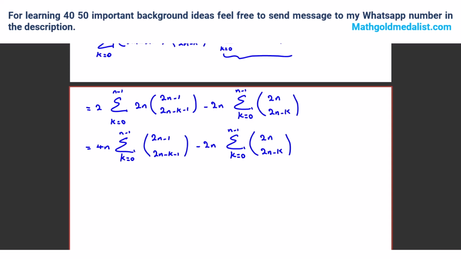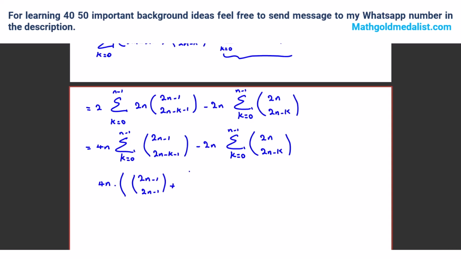Okay, I think I got it. The first part is 4n times 2 raised to 2n minus 1. Let's write. The first part is what? 4n times 2 raised to 2n minus 1. Let's check. If you replace k with 0, it is 2n minus 1 choose 2n minus 1, right?